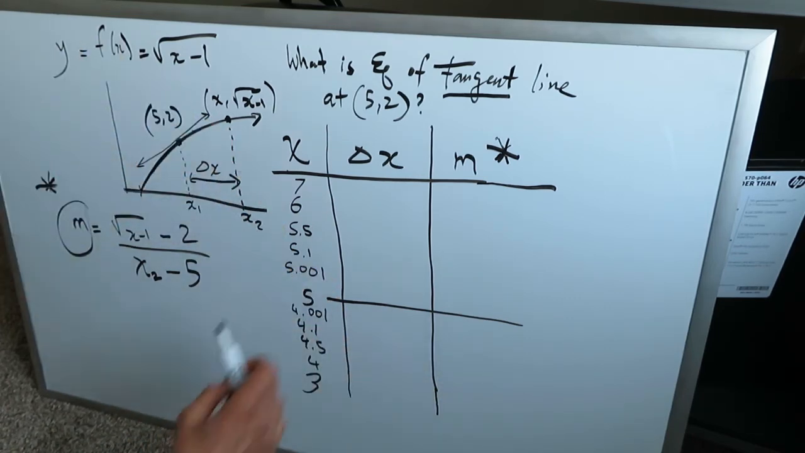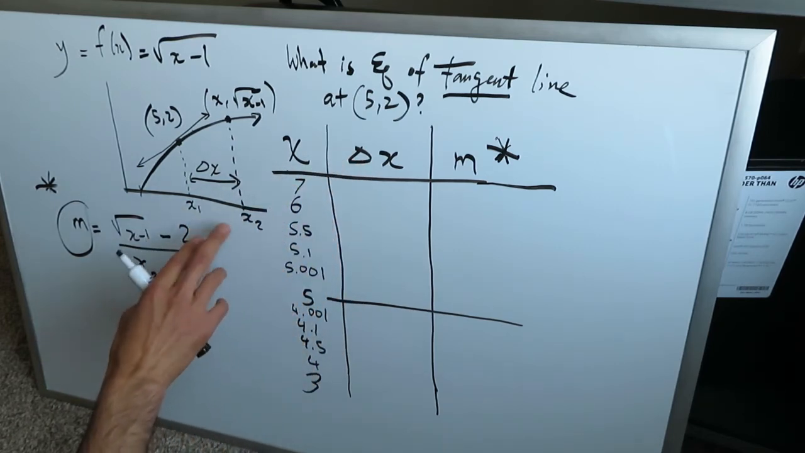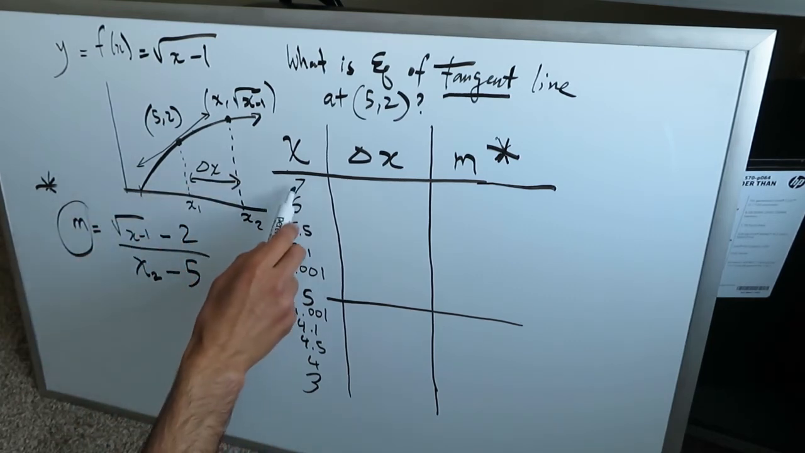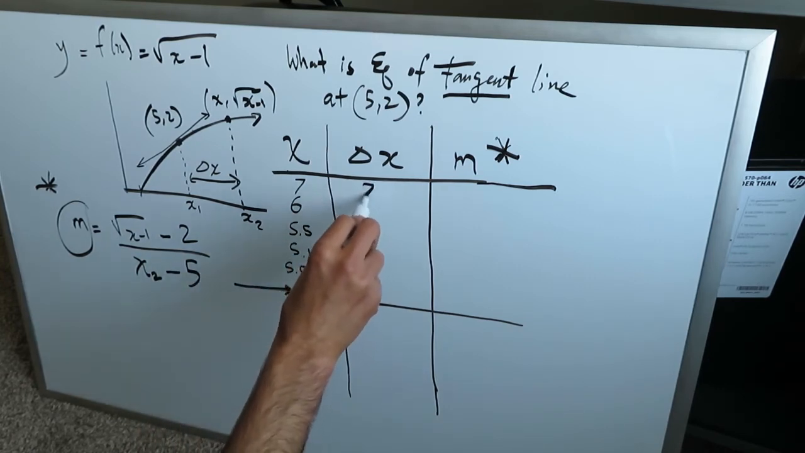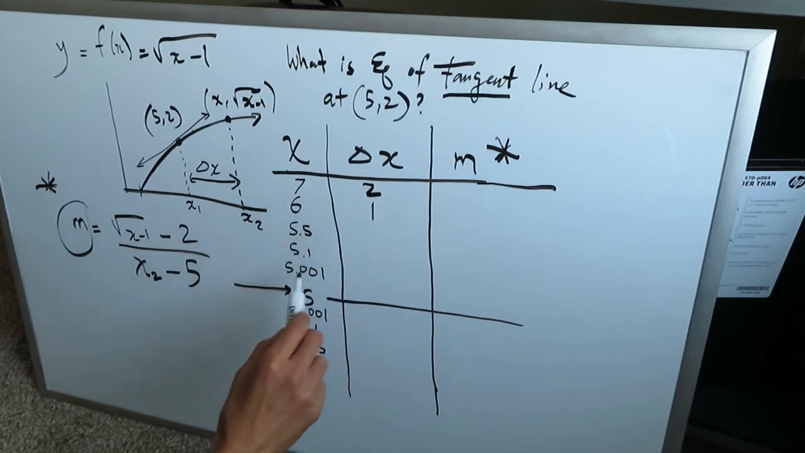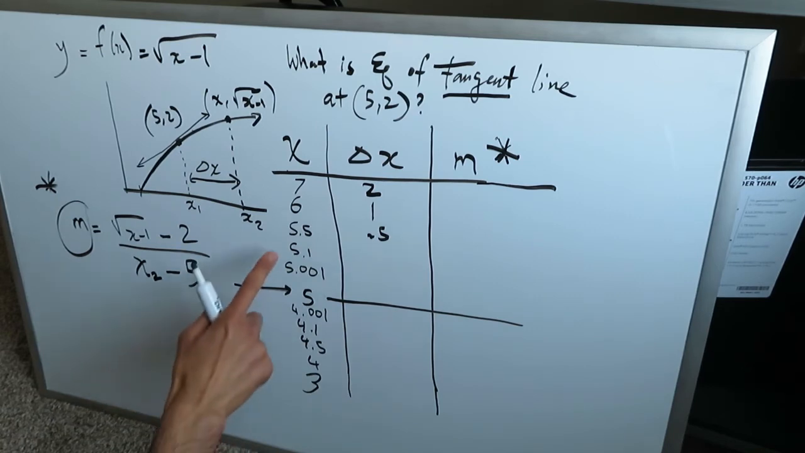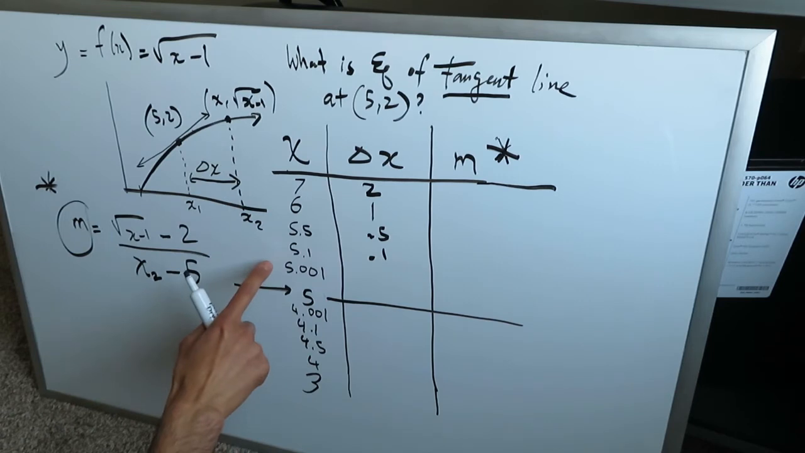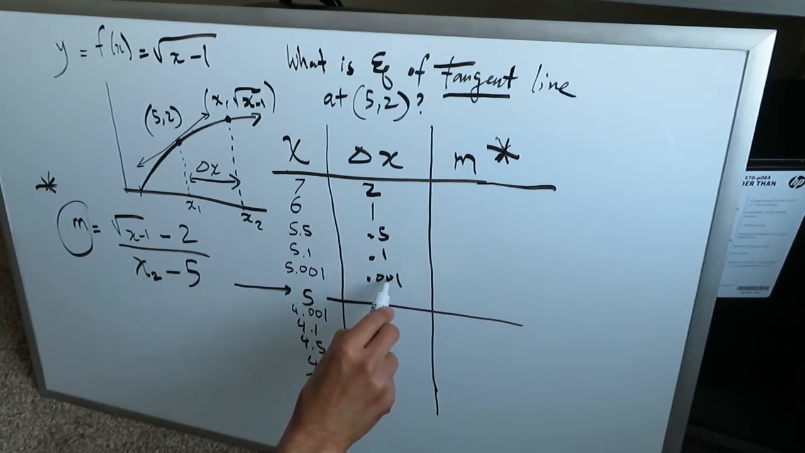Now let's look at delta x. Delta x is always x2 minus x1. What you are assuming or using, minus what you have. If I'm using 7, my change in x is always with reference to 5, right? 7 minus 5 is a 2. 6 minus 5 is a 1. 5.5 minus 5 is a 0.5, and nothing wrong with using decimals. 5.1 minus 5, the delta change in x is 0.1. 5.001 minus 5 is a 0.001.